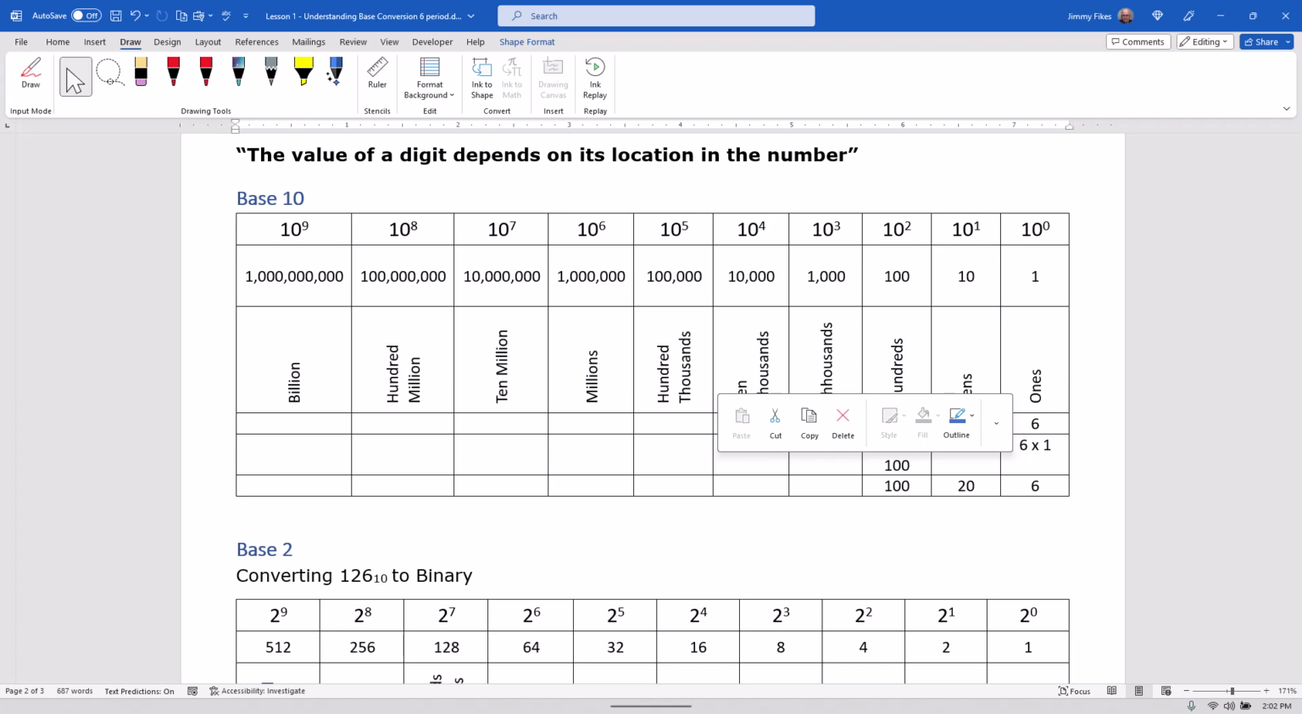And notice on the grid that what we have across the top is all of the exponents beginning with 0. Always start on the right.